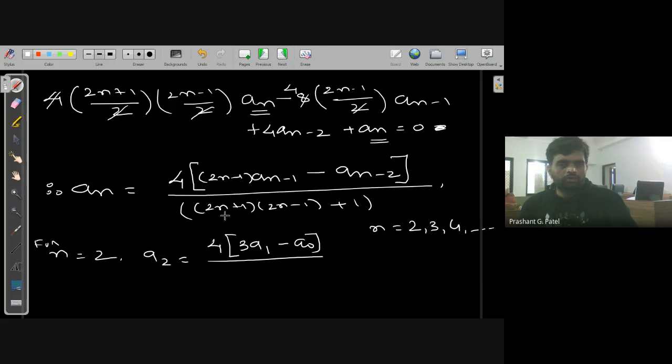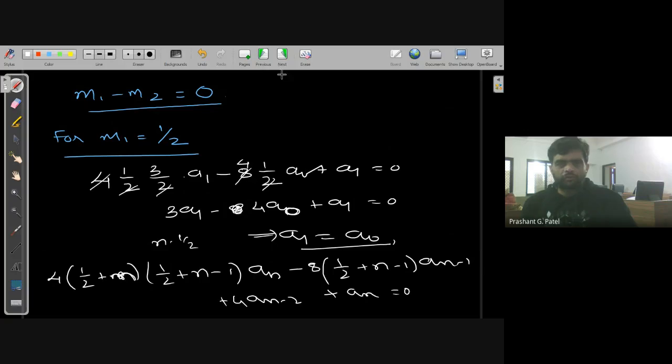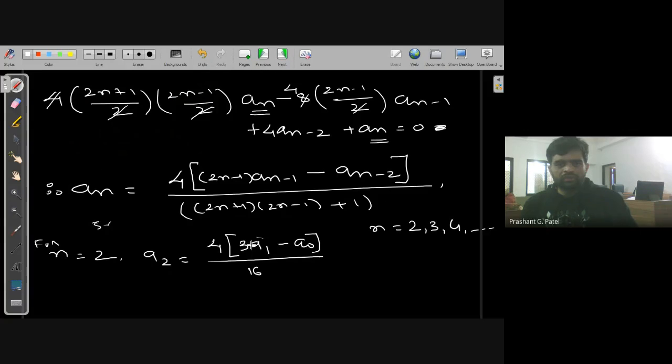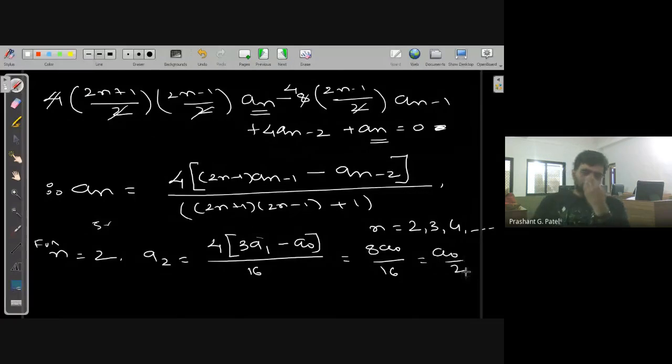So how much is it? It is 4 plus 1, 5, plus 4 minus 1, 3. 15 plus 1, 16. Okay. And we know that A1 is equal to A0. So this is 2 into A0 into 4. So that's why it is 8 A0 by 16, and so it is A0 by 2. Okay.